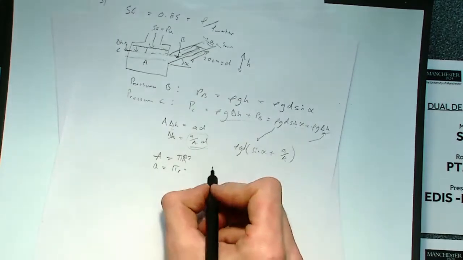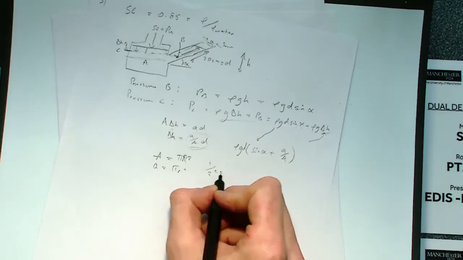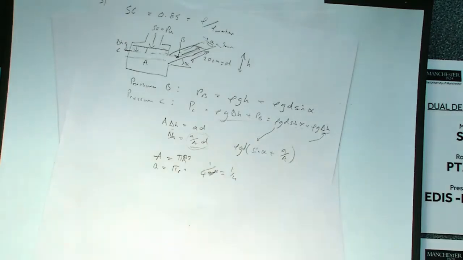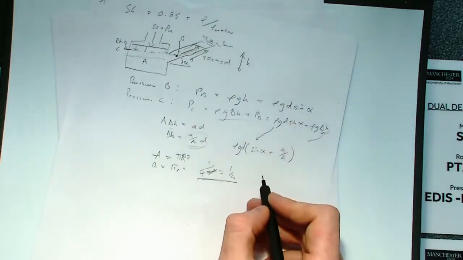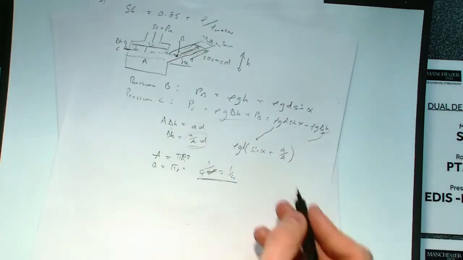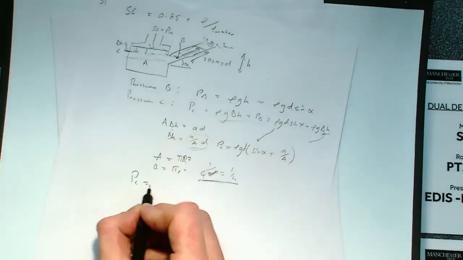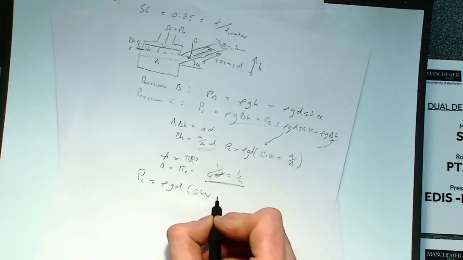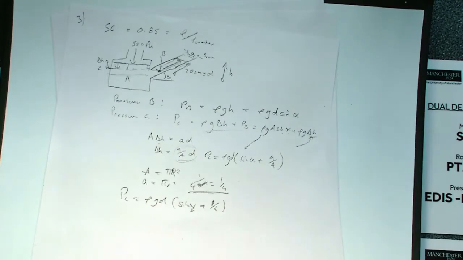You put those both in, and I'm not going to bother doing it, but you get 1 over 2 squared, which is 1 over 4. Then we just substitute in the numbers. So let me do that just to demonstrate. I'm going to rewrite this equation here: PC equals rho G D sine of alpha plus 1 over 4, because we calculated that now. And this is what we want.